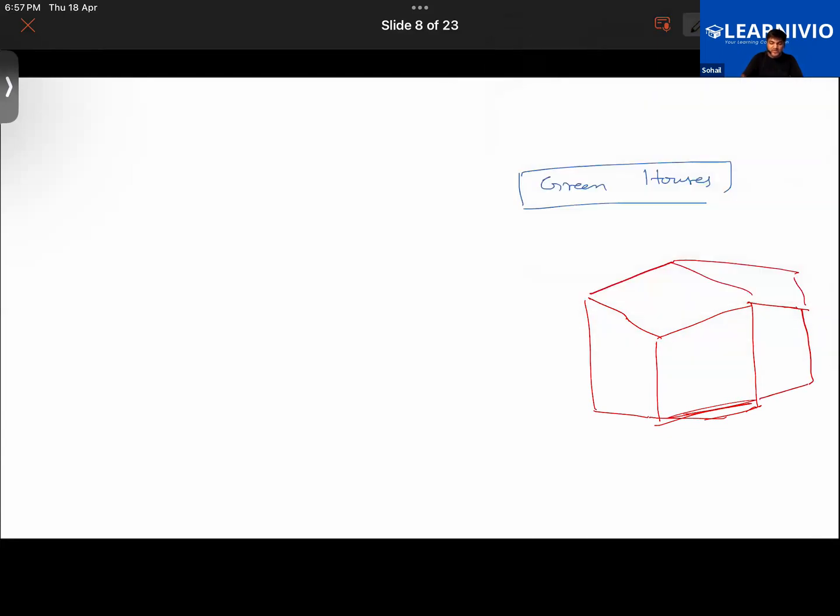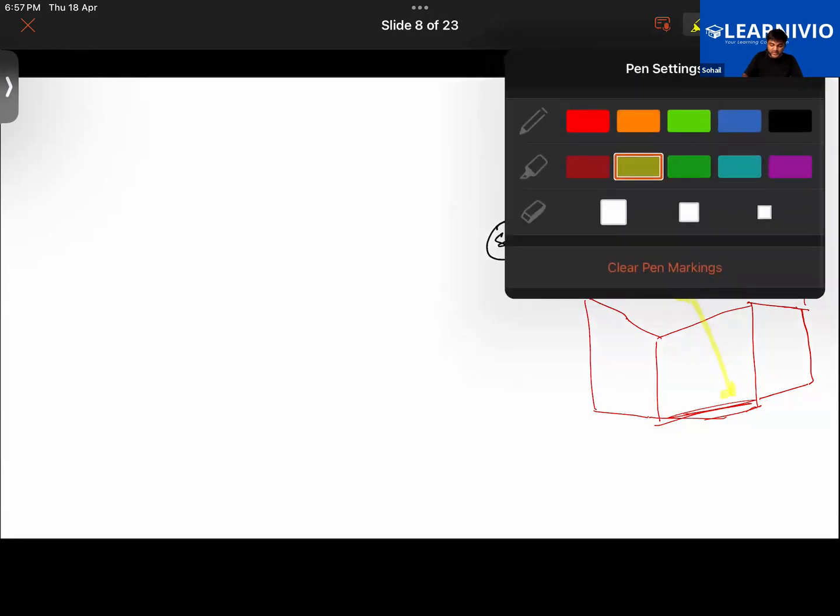Now the special thing about greenhouses is that the sun's rays that enter it, it absorbs most of the sunlight. So it does not allow the sunlight to escape from this structure. Maximum amount of sunlight is absorbed inside this structure. See, this is the sun, and sunlight is coming into this structure. So it will be taken in, it will be absorbed by this structure.